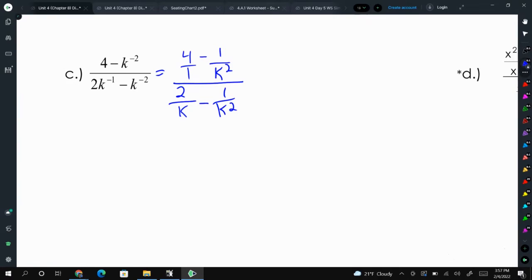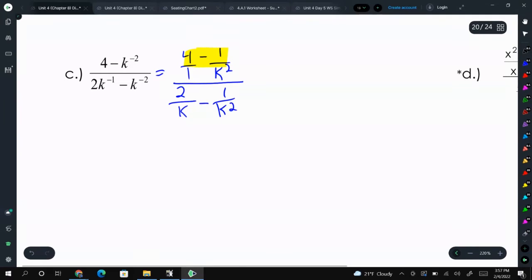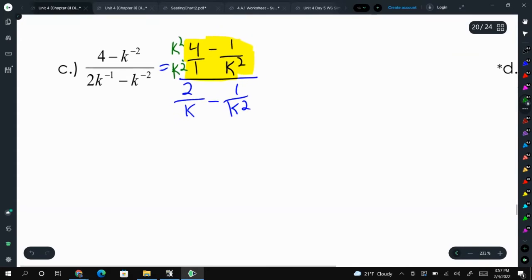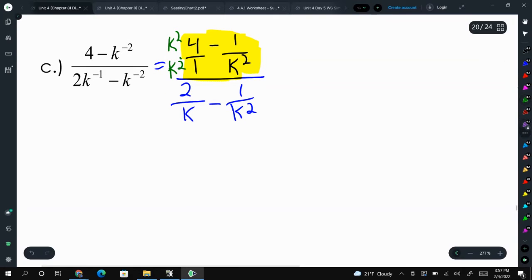So now if we look at the numerator up here, we can see that the GCF of those numerators is just going to be k squared. So I'm going to multiply the top and bottom by k squared. Then down here, I'm going to multiply just the first fraction by k. Notice I don't have to do anything to this fraction because it already has k squared in the denominator. And that's the same reason why I didn't do anything right here, is because I don't need to.